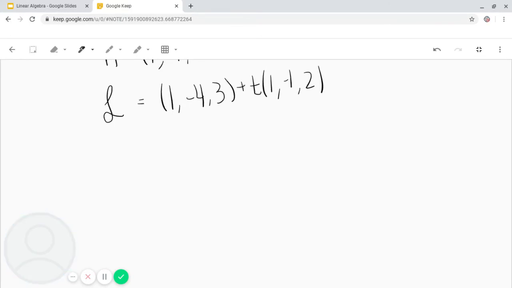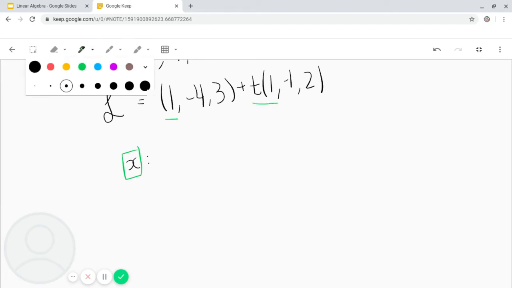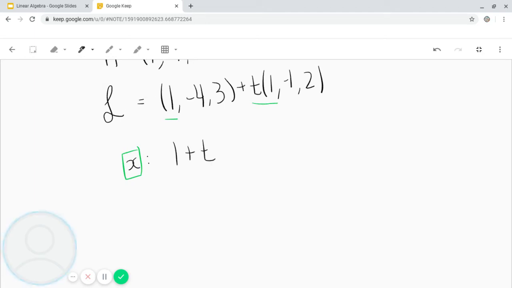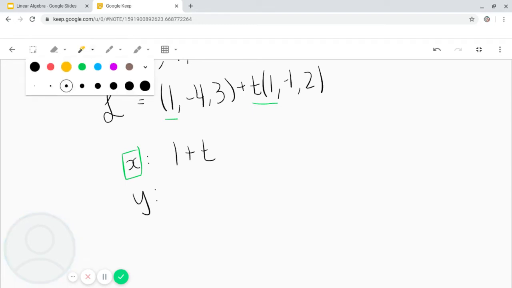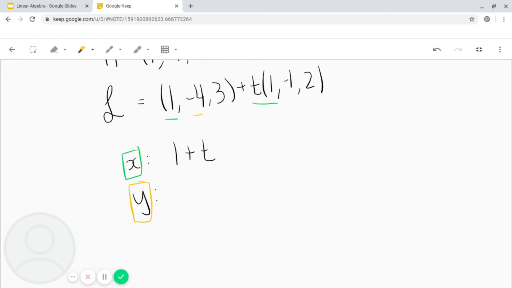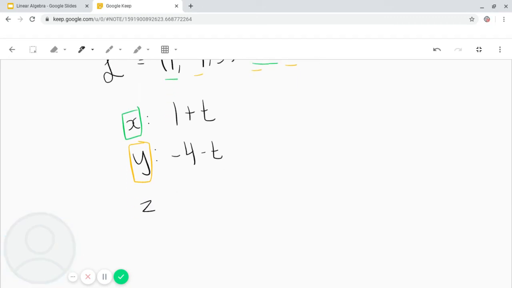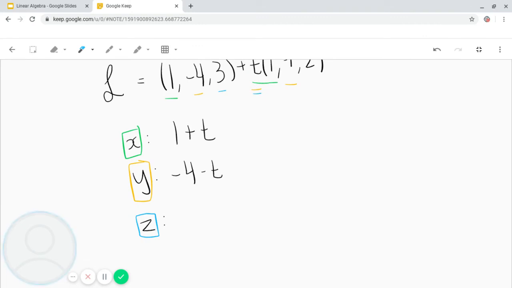And then we can set up equations. So we know for x, so x would be, let's box it here, 1 plus 1t, or just 1 plus t. Y would be -4 plus -t, so -4 minus t. And z would be 3 plus 2t. So then we have a system of equations here.